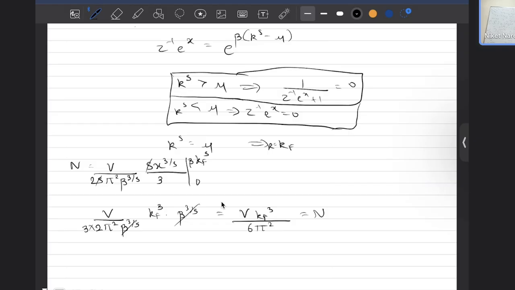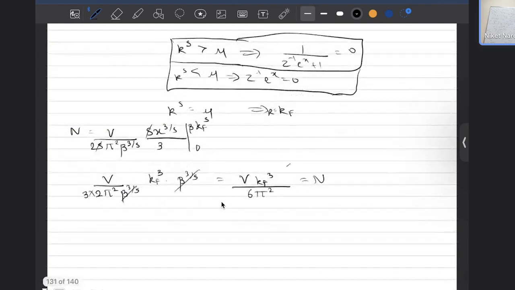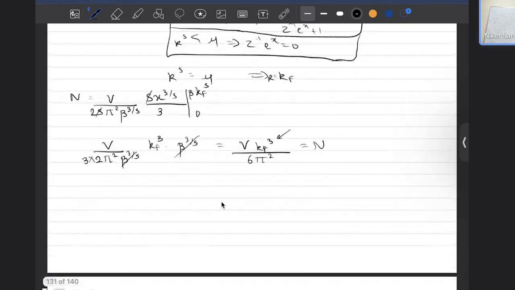So N remains the same because the dimension is the same. Here there is a dimensional play, of course, which is why you get this 3 and all. But it won't be as simple as just replacing this 3 by 2 and you'll get n for two dimensions. So let's not do that. U is equal to what? By the way, rho is equal to just kf cube by 6 pi square. So now I'll try to write everything in terms of kf only.